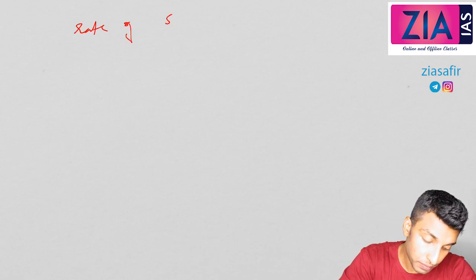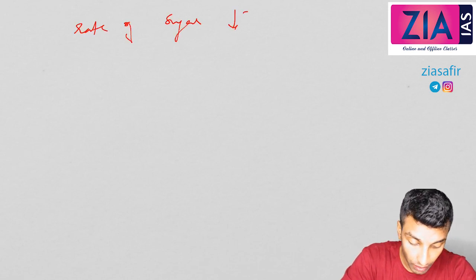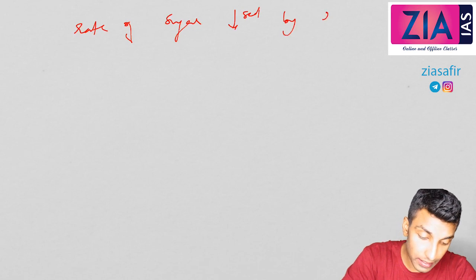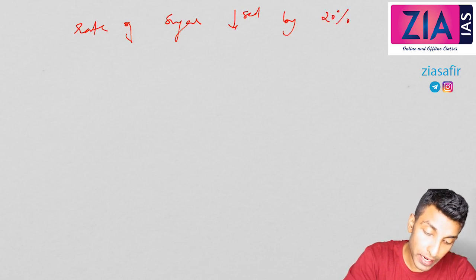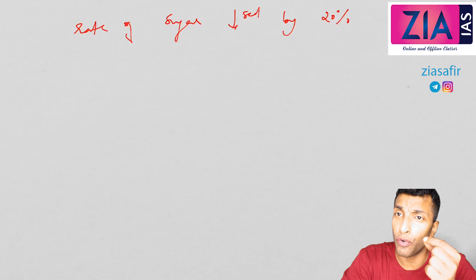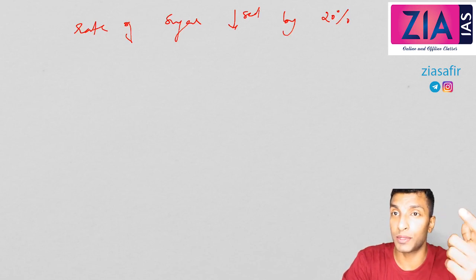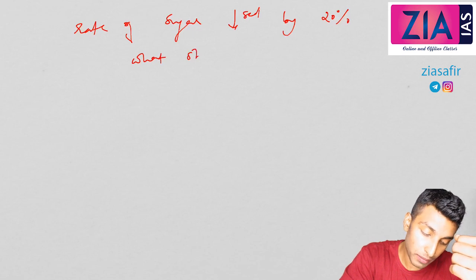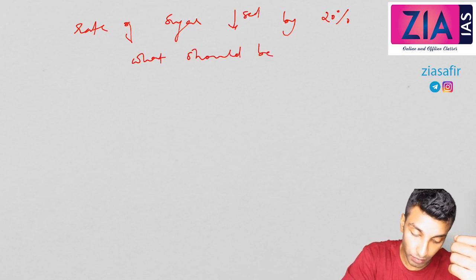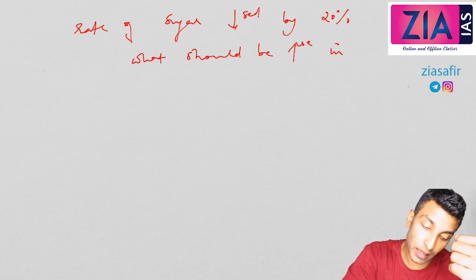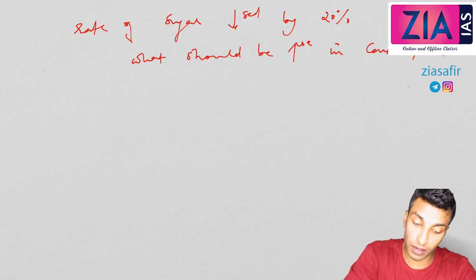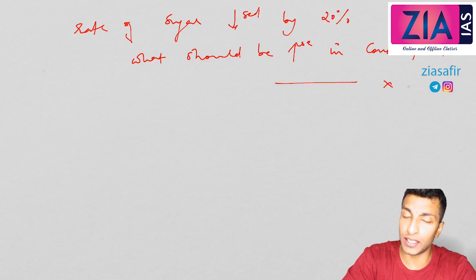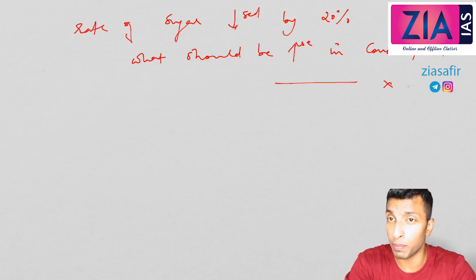Similarly, the opposite question: instead of an increase, the rate of sugar is decreased. The rate of sugar decreased by 20%. Now you can predict the question. What should be the increase in consumption if expenditure is the same? You will increase the consumption. Okay, so what should be the increase in consumption when expenditure remains the same? I'm not writing that, but that is also a part of the question.